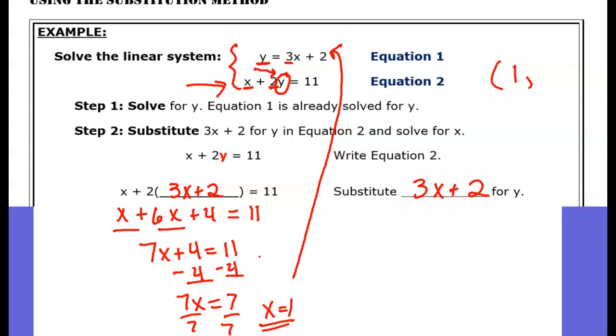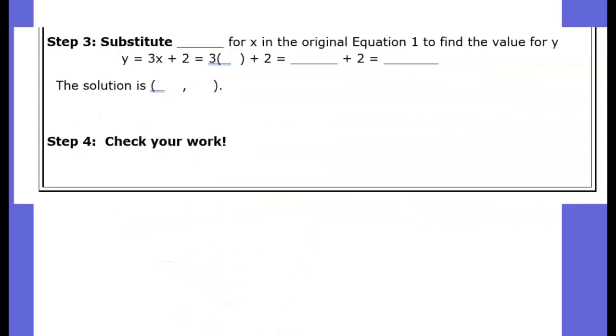We're going to go to step 3. So we substituted in 3x plus 2 for the y. Okay, so the next step is step 3. All right. We're going to substitute the 1 that we got for our x into the original equation to find the value for y. So y was equal to 3x plus 2, so our x is 1. So when we do that, 3 times 1 is 3, 3 plus 2 is 5. So our solution is 1, 5.